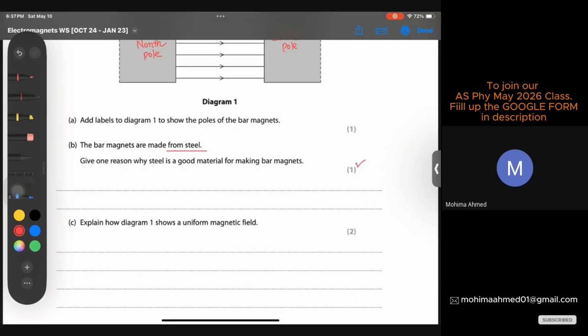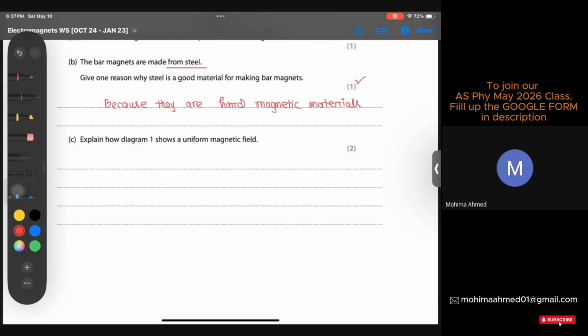Because they are magnetically hard material. I don't have to write about how they will hold on to their magnetic property for a longer time, because they're only giving me 1 mark. So I'm just going to write, because they are hard magnetic materials.